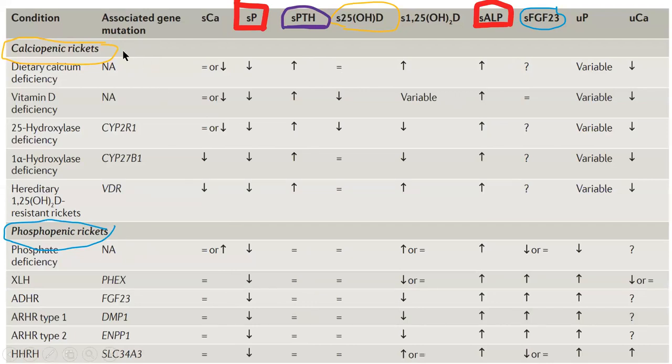Now in calcipenic rickets, the major denominator is the 25-OH vitamin D. 25-OH vitamin D is low in nutritional deficiency and some kinds of PDDR. However, it is universally normal in hereditary vitamin D dependent rickets. And the major player in the phosphopenic rickets is our FGF23. FGF23 would be universally raised in all the forms of hereditary hypophosphatemic rickets, but in hypophosphatemic rickets with hypercalciuria, which is non-FGF23 dependent, it would be low or normal. However, this algorithm is followed when we have ruled out chronic kidney disease and RTAs.